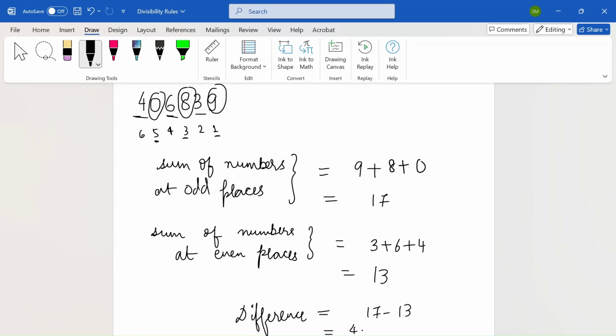Is 4 divisible by 11? No. So, as this number is not divisible by 11, the entire number 406839 is also not divisible by 11. I hope by this example this concept is crystal clear. All right. So, write in the comment box any other such number which is divisible by 11 by applying the rule. Okay? All right. So let us move further.